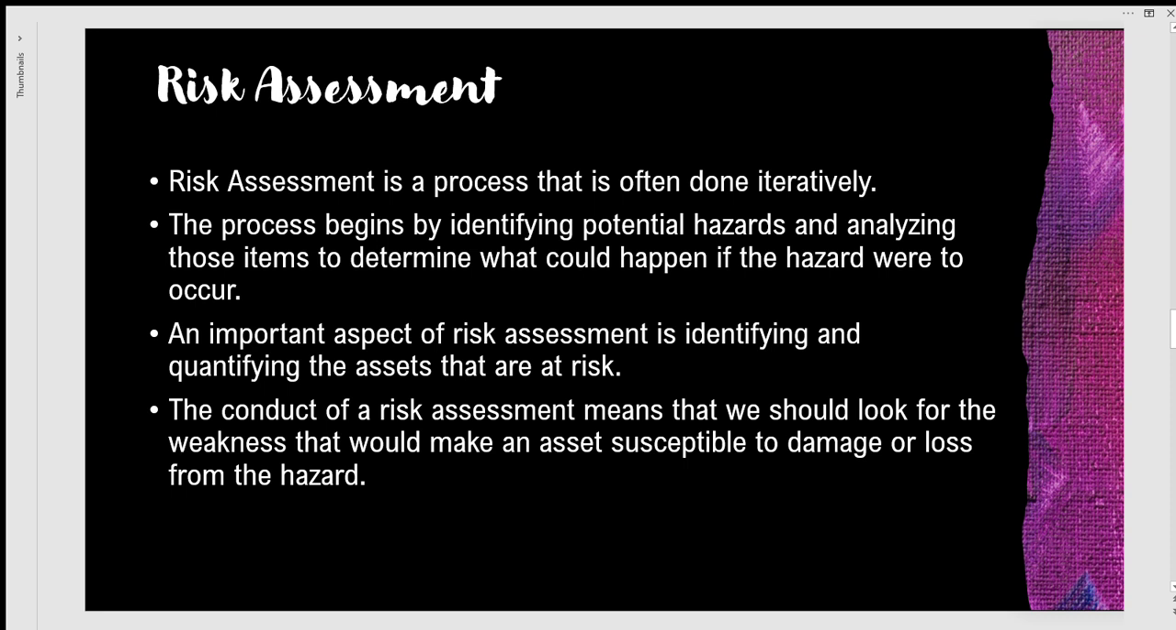So, the conduct of a risk assessment means that we should look for the weakness that would make an asset susceptible to damage or loss from the hazard. So, ibig sabihin niyan is nagko-conduct tayo ng risk assessment para makita natin yung weakness ng company natin and also ng mga assets na kapitin sa damage and may possibility na mawala or masira dahil sa hazard.